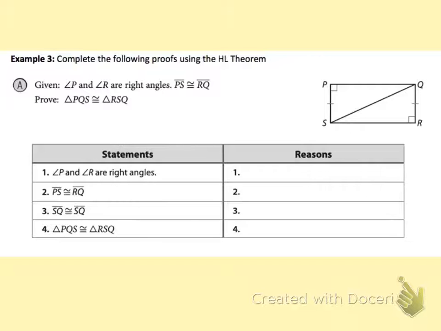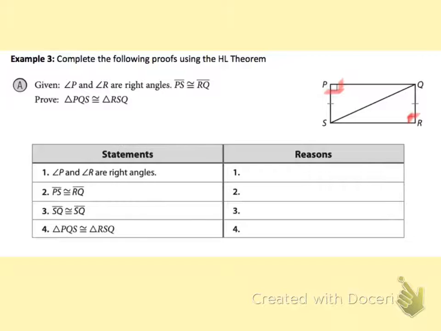So what we're trying to prove is that these two triangles that make this look like a rectangle are congruent. So here's what's given to us. It is given that P and R are right angles. So they marked them for us.